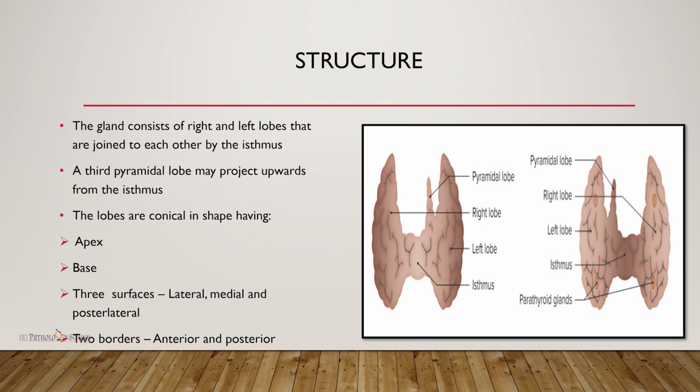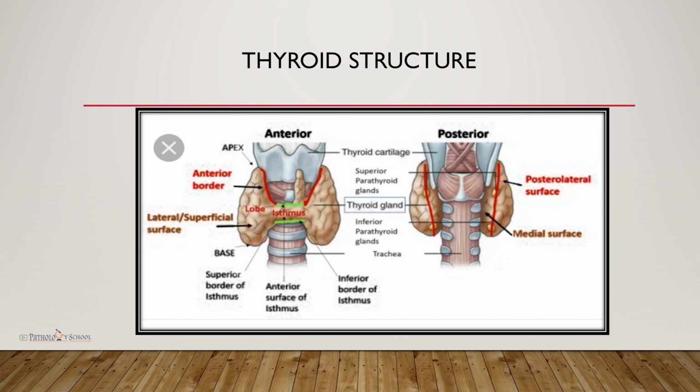Now let's have a look at the structure of the thyroid gland. The gland consists of the right and the left lobes that are joined to each other by the isthmus. A third pyramidal lobe may project upwards from the isthmus. The lobes are conical in shape, having an apex, a base, three surfaces, lateral, medial and posterolateral, and two borders, anterior and posterior.